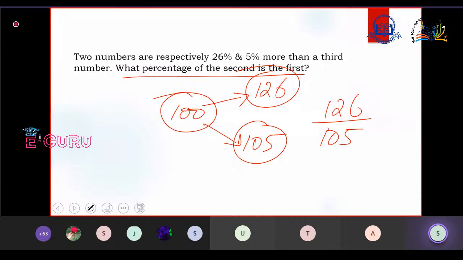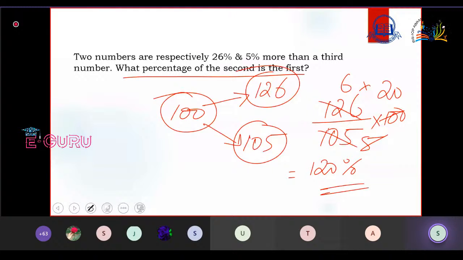So here, 126 is what percentage of 105? Just multiply with 100, we will get the answer. 21, we can cancel it with 21. So 21 into 5 is 105 and 21 into 6 is 126. Here again we can cancel it. So 20 into 6, it will become 120, right? So we can say the first number is 120% of the second number.